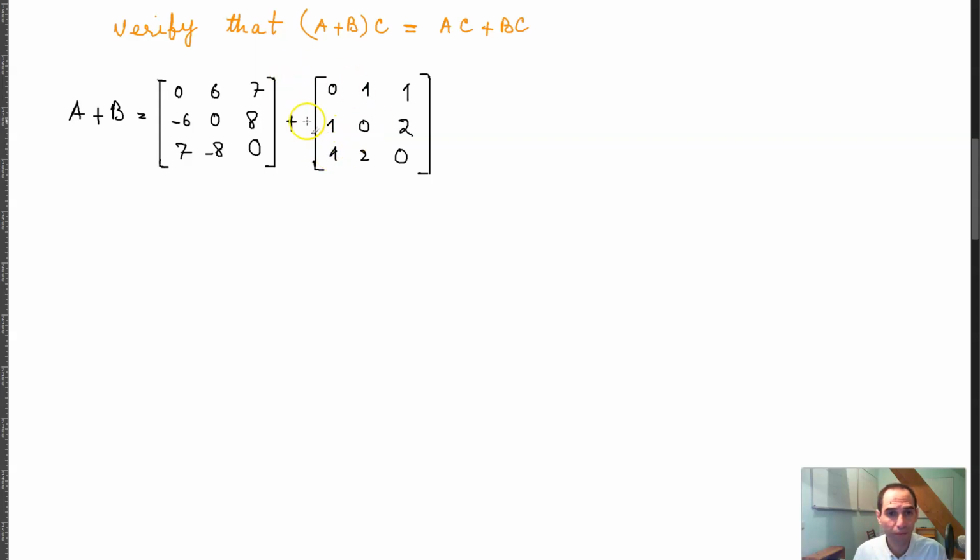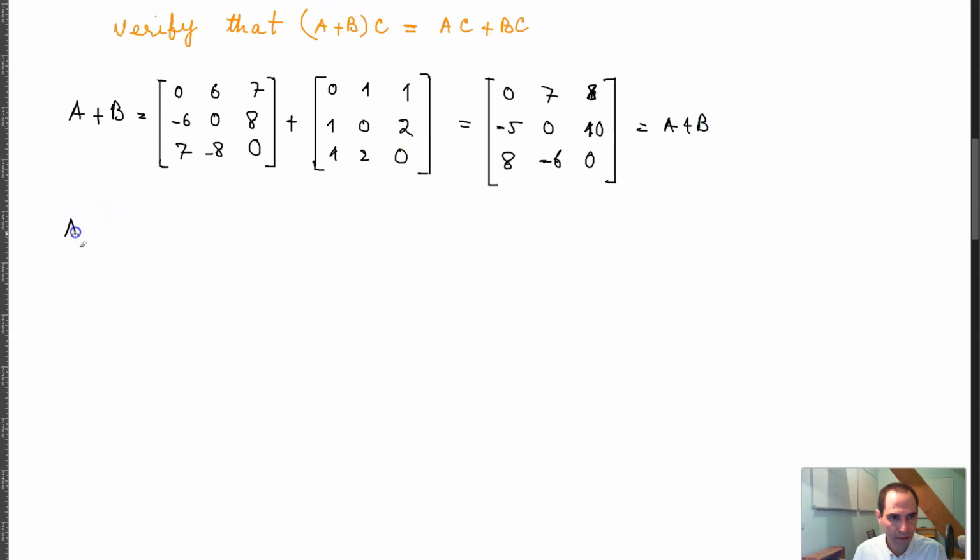Of course, you need to add the corresponding elements together, meaning 0 plus 0 is 0, 6 plus 1 is 7, 7 plus 1 is 8, negative 6 plus 1 is negative 5, 0 plus 0 is 0, 8 plus 2 is 10, 7 plus 1 is 8, negative 8 plus 2 is negative 6, and 0 plus 0 is 0. This is the matrix that we have. This is A plus B.